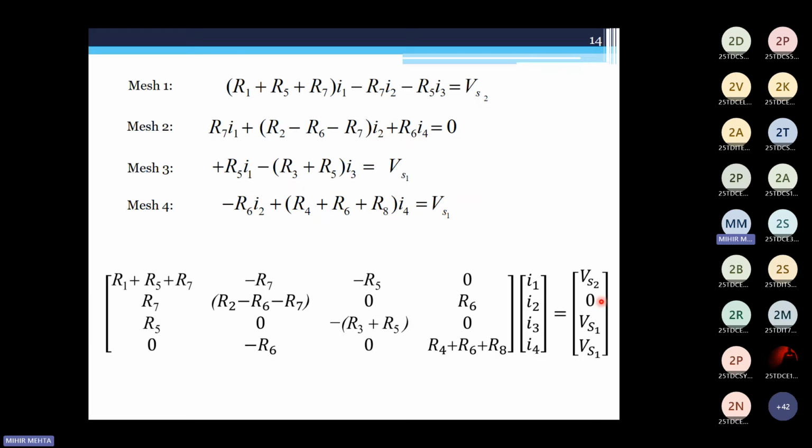Any further doubts? Please ask. Meet, can you please lower your hand as well? Just in case you have any further doubts, we can address that again. No, not a problem. Please lower the hand. Okay, good, great. So no problem so far. Shall we move ahead?